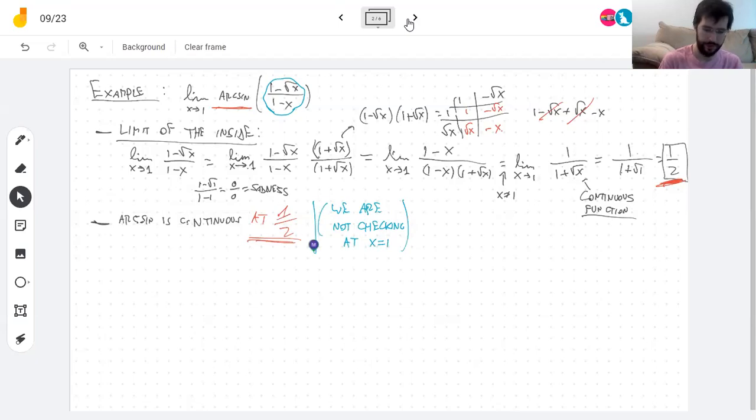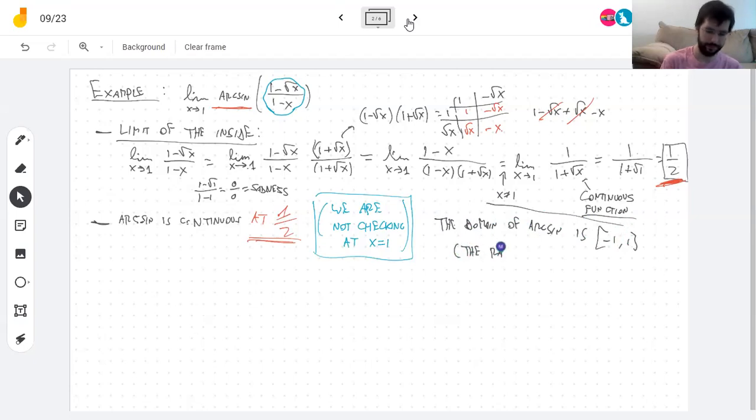This is very important. So is arcsine continuous at 1/2? Well, it's an inverse trig function, so as long as 1/2 is in the domain, then that's fine. And remember the domain of arcsine. What's the domain of arcsine? It's negative 1 to 1. All right, thank you, Dustin. Negative 1 to 1, which is the range of sine, the range of its inverse. So 1/2 is definitely between negative 1 and 1.